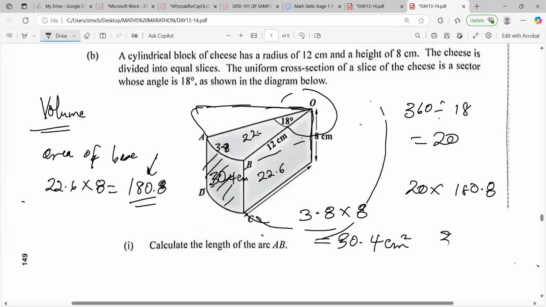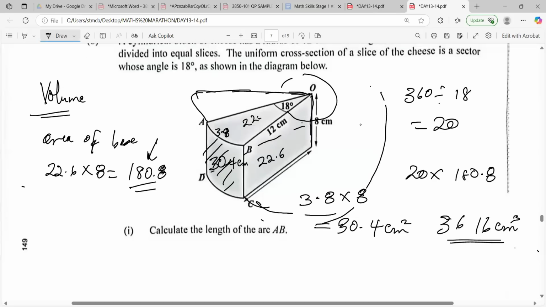Alright, so the volume for the entire thing will be 3616. And that's our CMQ. Do you see the reason though? Because remember how we find volume? Area of base times height. But we don't know the area yet, so we have to figure it out.